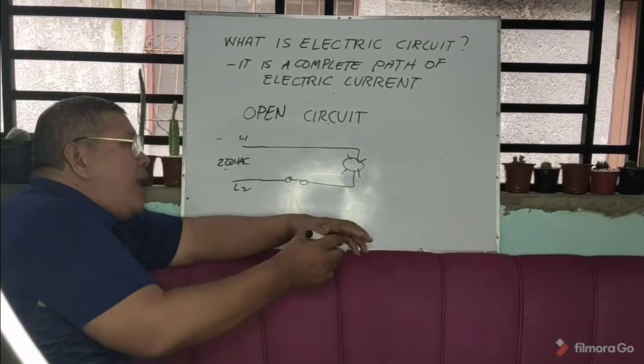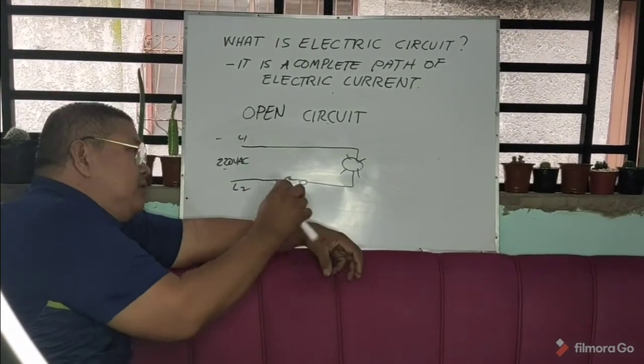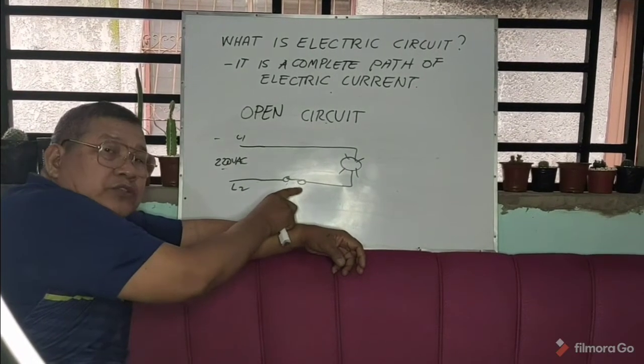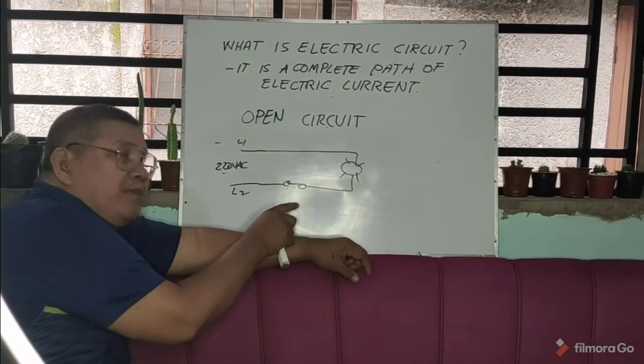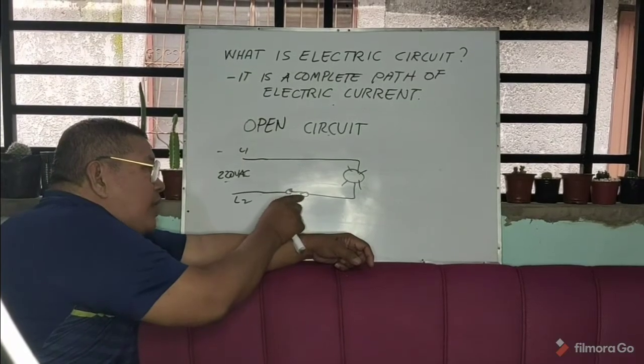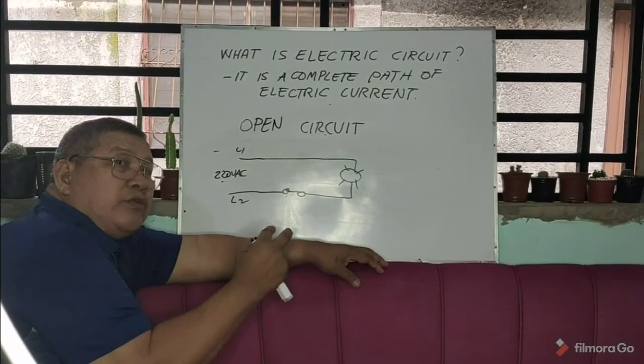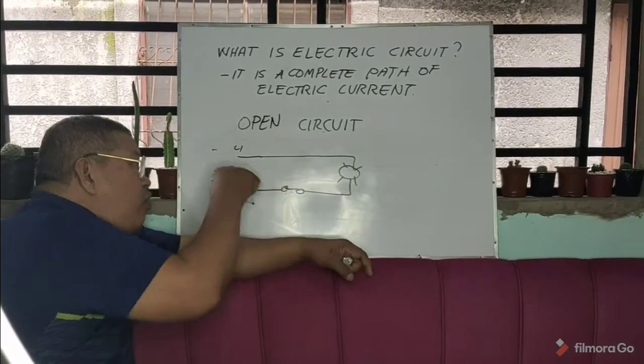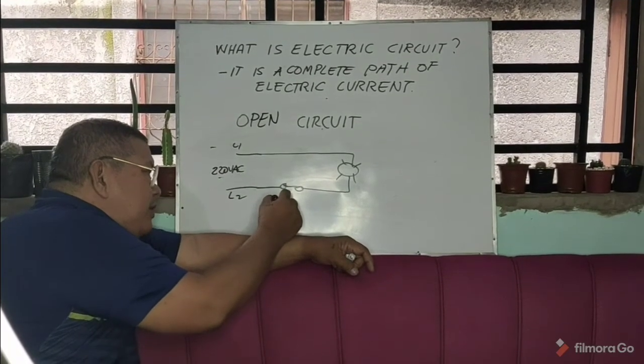Then maybe one cause here is, there is a defective switch. So what you will do? You try to check this one and this one by using your continuity tester. Like this one, you switch that off, and you have your tester here.